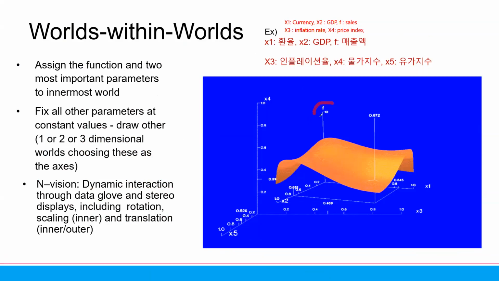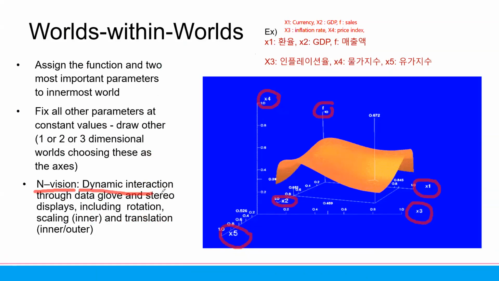We have the function f, we have x1, x2, x3, x4, x5. We can extend as many variables as we have. Using this, every variable is expressed to affect the function. The function is very dynamic according to the variables, so we call this N-vision.